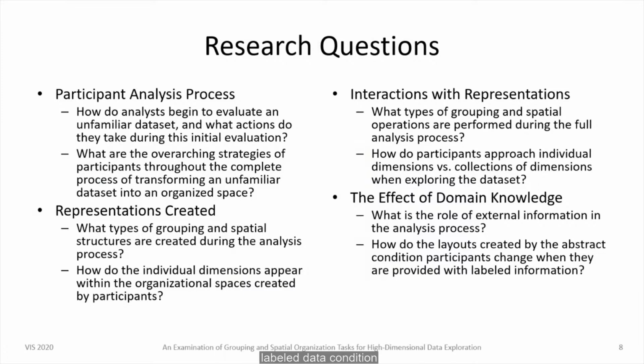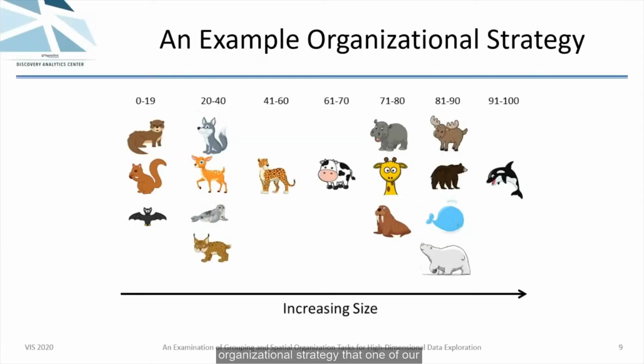And then the final research area for us was this effect of domain knowledge, looking at the difference between our labeled data condition and our abstract data condition. What was the role that this external information played in our participants' analysis process when they had the labeled data? And also, we gave our participants in the abstract condition information about the animals at the very end of their analysis session, and we wanted to know how the layouts they created would change whenever they were provided with this labeled information. So let me walk you through an example organizational strategy that one of our participants undertook.